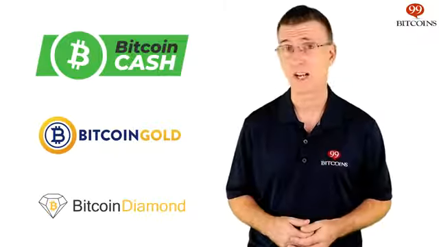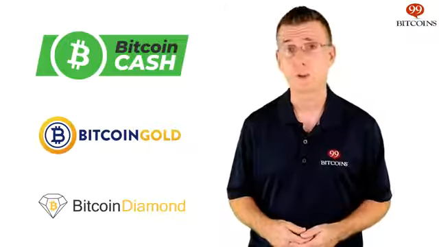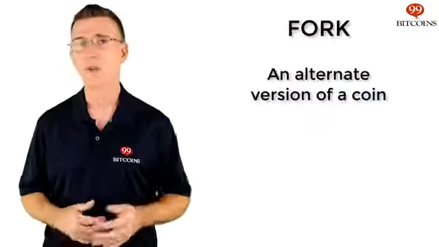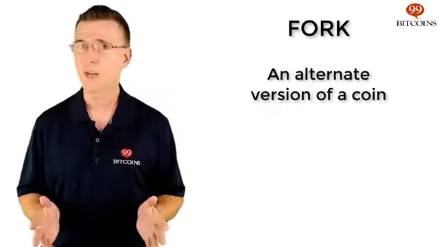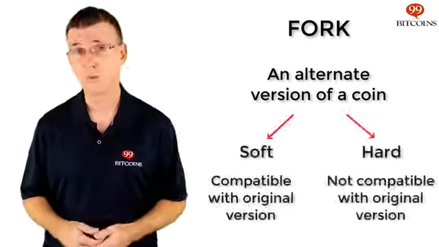confused when they see that there's not just one type of Bitcoin. For example, Bitcoin Cash, Bitcoin Gold, and Bitcoin Diamond are all forks of the original Bitcoin. A fork can be described as an alternate version of an original coin. There are two types of forks, soft forks and hard forks.